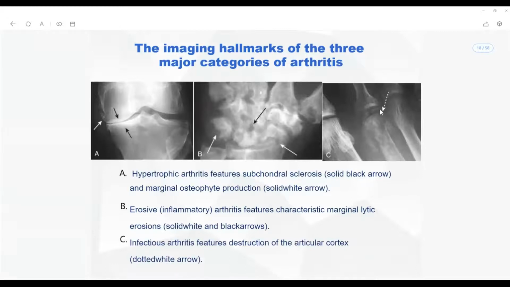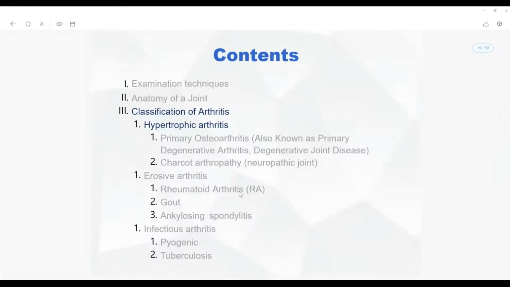So this one is an infective arthritis, this is the erosive arthritis, and this one is the hypertrophic arthritis. So these are the three main clinical categories of arthritis. Is this point clear? Any difficulty here in finding them?